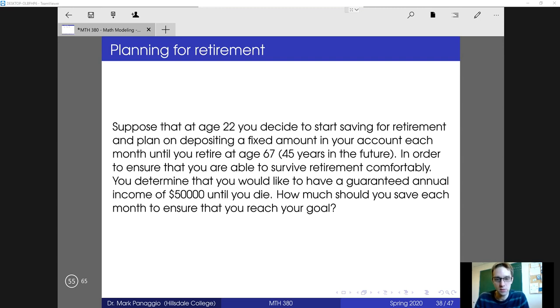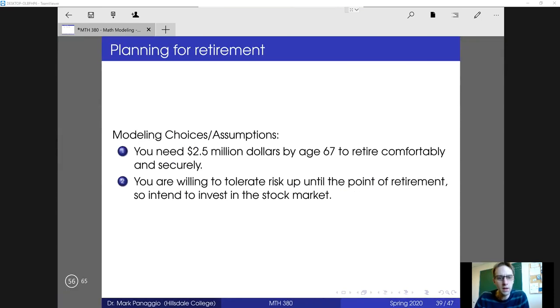All right, and I'm just picking an arbitrary number. Each person may have different expectations or different expenses depending on where they live and their lifestyle. But as a baseline, we'll use $50,000 per year. And the question is, how much should we save each month to reach that goal? And so we're going to explore this question from a variety of different angles. We're going to look at it using some of our deterministic dynamical systems models, and we'll also look at stochastic models. All right, so we're going to start off with some assumptions.